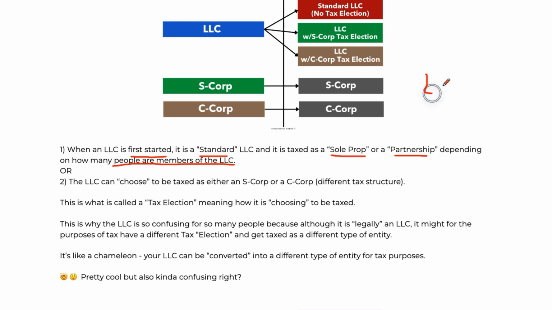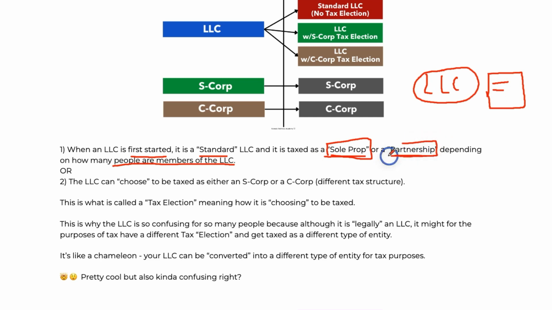So if you have your LLC in here, imagine you have your LLC, and then based off of who is on the paperwork, if there's 2 members or 1 member, if it is a single member LLC, it is taxed as a sole prop. If it is a double member LLC, or multiple member LLC, it is taxed as a partnership. But both of those only have one tax return. So that's that one part.